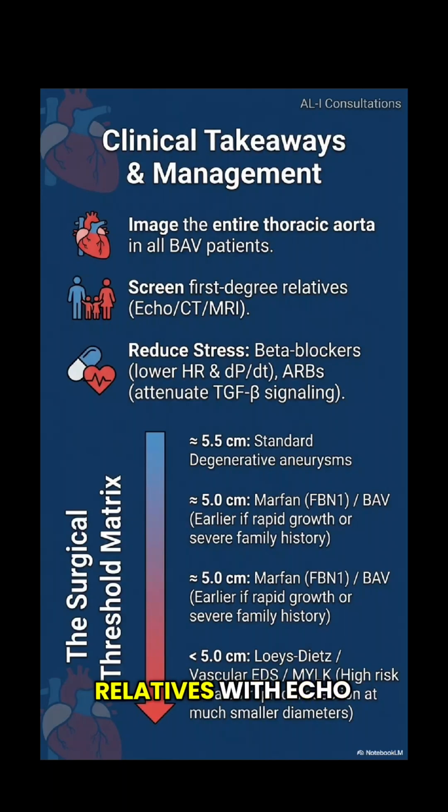Clinical takeaways in management: image the entire thoracic aorta in all bicuspid aortic valve patients, screen first degree relatives with echo, CT, or MR, and reduce the stress with beta blockers and angiotensin receptor blockers. Beta blockers lower heart rate, dP/dt. Angiotensin receptor blockers attenuate TGF-beta signaling.